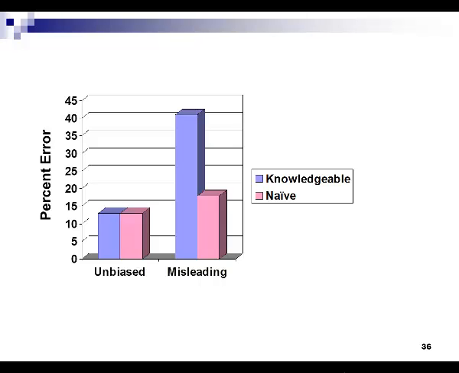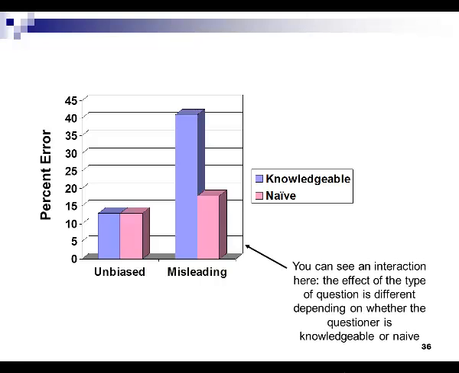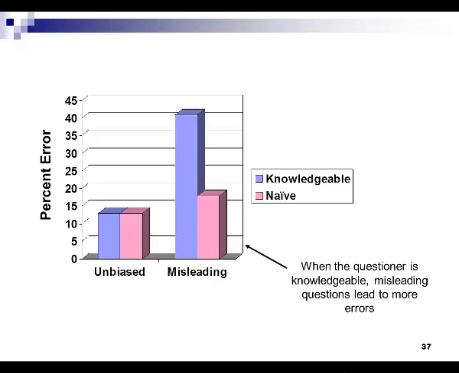So, in fact, when you look at the interaction effects for this experiment, that's exactly what you see. You can see an interaction here. The effect of the type of question is different depending upon whether the questioner is knowledgeable or naive. And what we see here is that when the questioner is knowledgeable, and remember that was when the questioner was able to look at the video several times, misleading questions lead to more errors, as you see here.